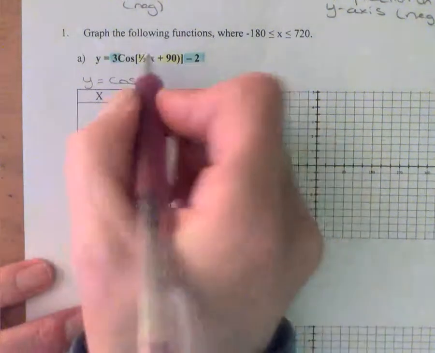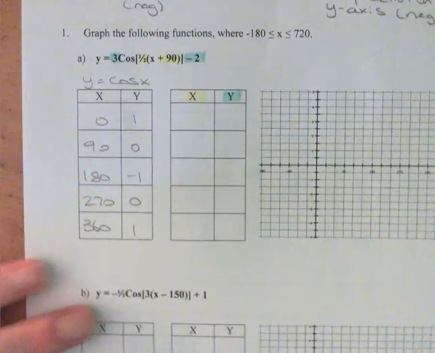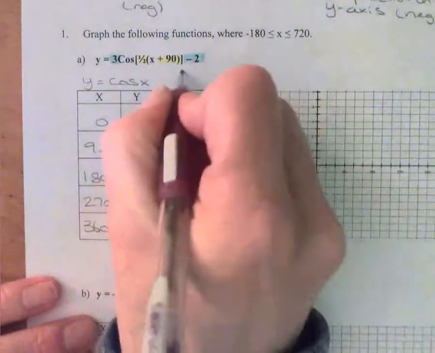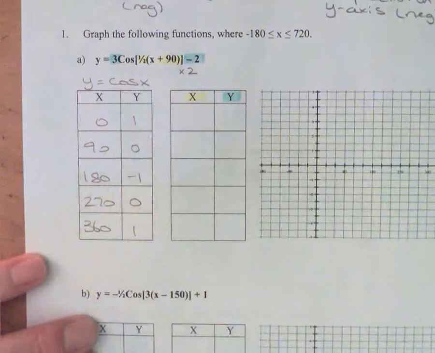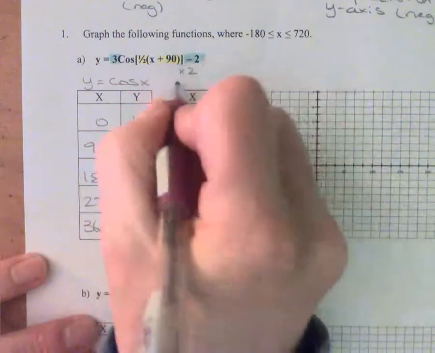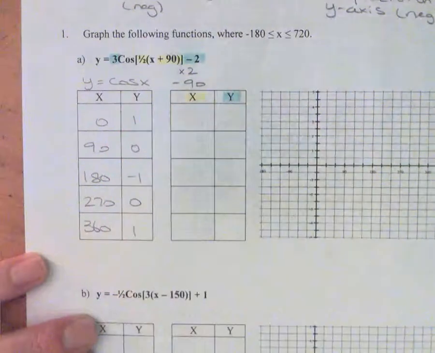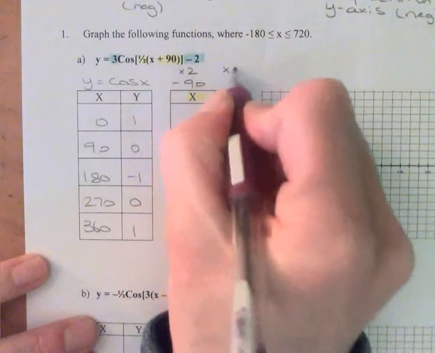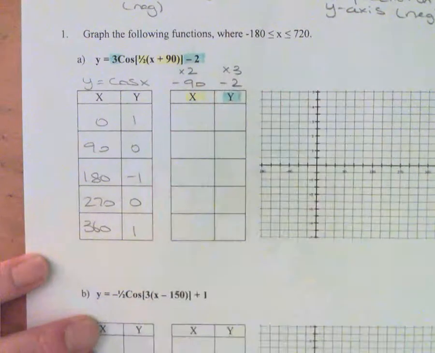So if I look at x, it says a half. You would think that we're going to divide by 2, but we're not. We're going to multiply by 2. This says plus 90, so instead of moving right, we're actually going to move left, and we're going to subtract 90. The brackets lied to us. For our y, we're going to multiply by 3 and subtract 2.